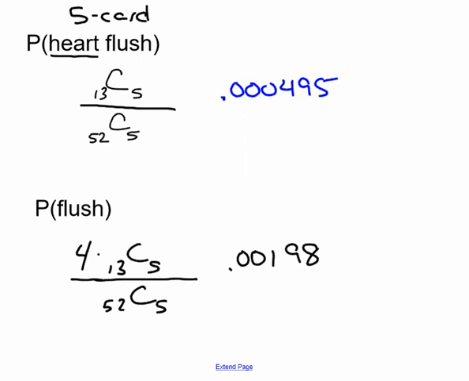Now, for the poker aficionados out there, they're going to say, wait, that's different. Well, understand that this is also including straight flushes and royal flushes and all that. The probability of any kind of a flush is 0.00198.